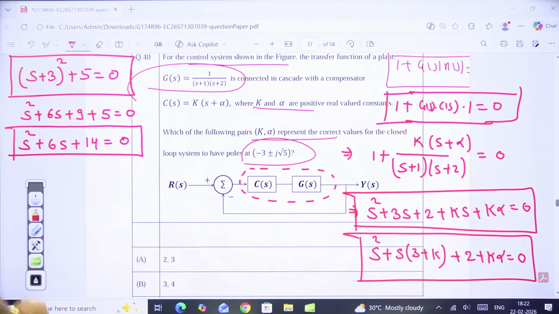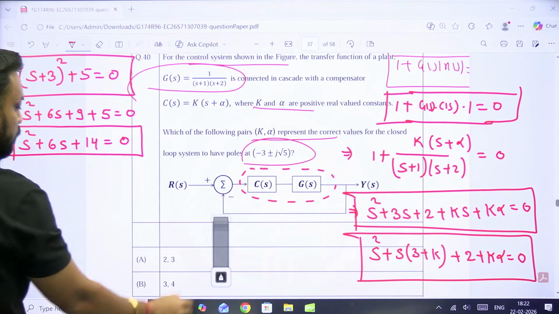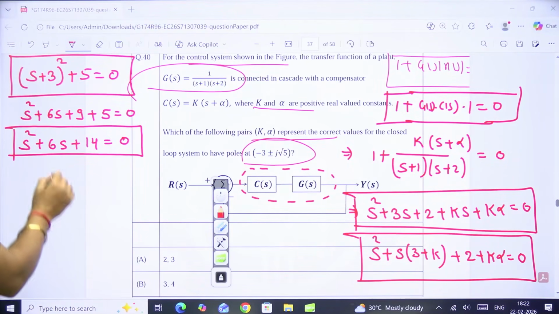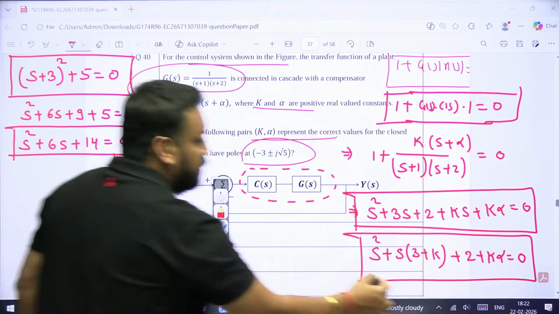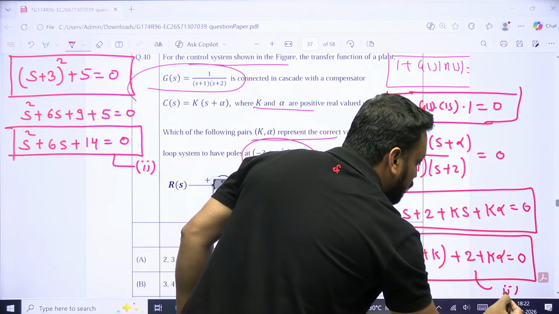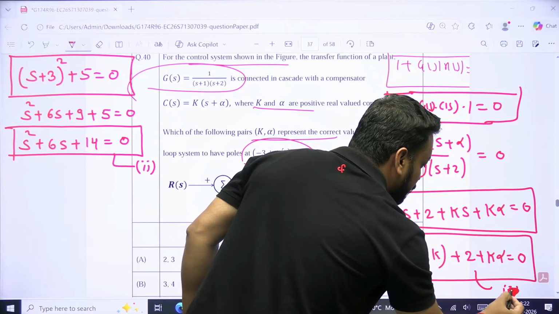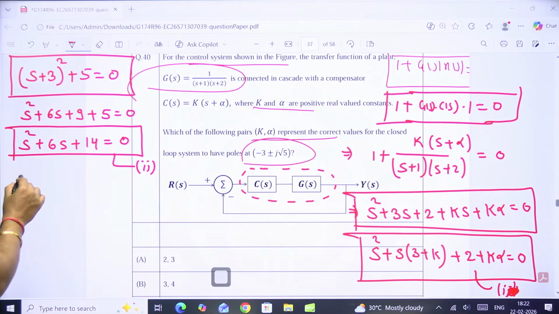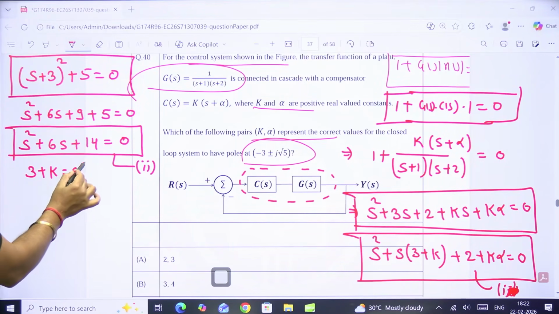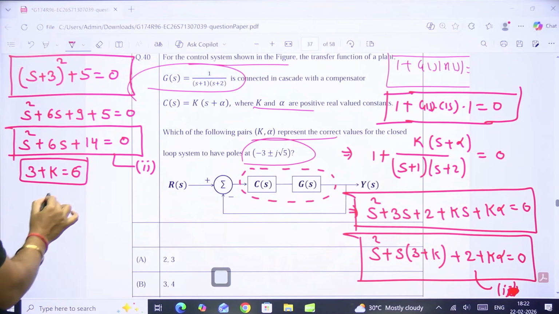Is this clear? Yes. So now students, you can see we have this equation. Suppose this is equation number 2, and this is equation number 1. Now we are looking for the constants. Just compare the coefficients. When you compare the s coefficient, you get 3 plus k equal to 6, and from here you get k equal to 3.